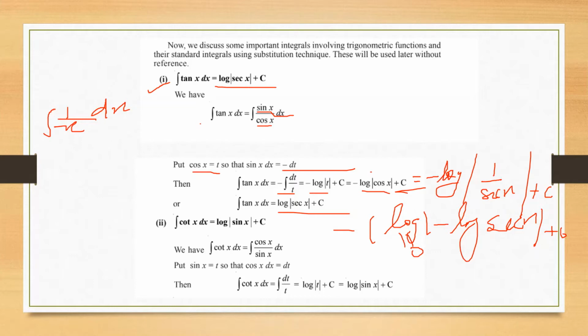Now similarly for the integral of cot x, I will write it as cos x upon sin x dx. Now put sin x as t. Why? Because the derivative, cos x dx, is present in the numerator, and it becomes the integral of dt by t, which is log mod t plus c, and t is sin x. So it is log mod sin x plus c.